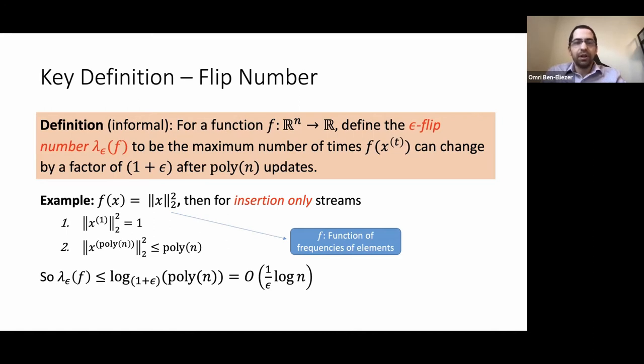Since we consider insertion only streams, the frequencies in the vector just increase with time, they don't decrease. So this function f of x is non-decreasing, and we can only see changes of increasing by a factor of one plus epsilon. How many times can this happen? We started out with the value of one, and we ended up with a value of poly n. So the number of changes is log of poly n in base one plus epsilon, which is of order log n over epsilon. To summarize, the flip number of this function F2 in the insertion only model is log n over epsilon.